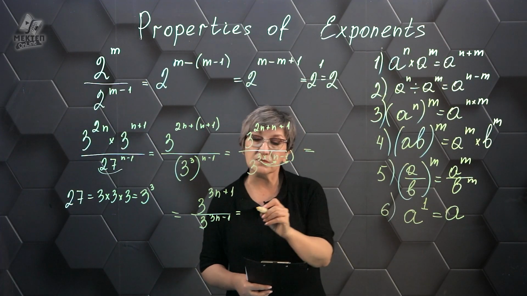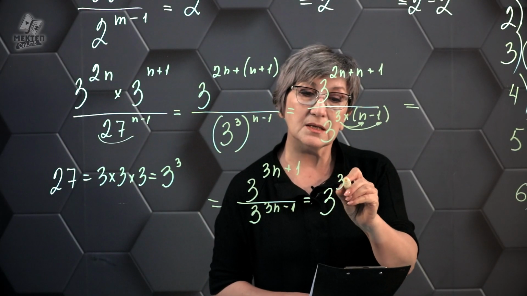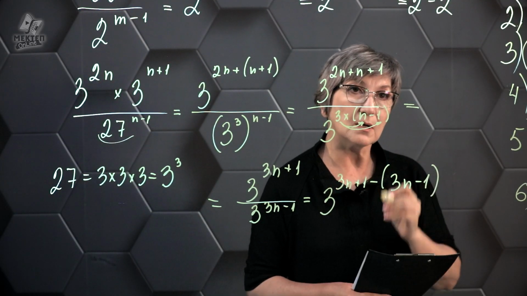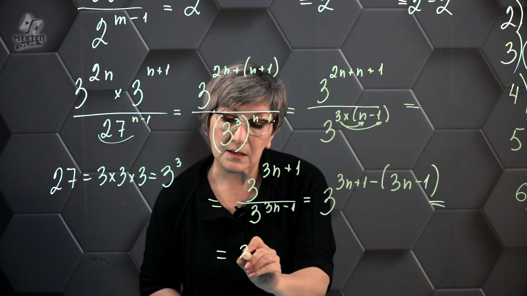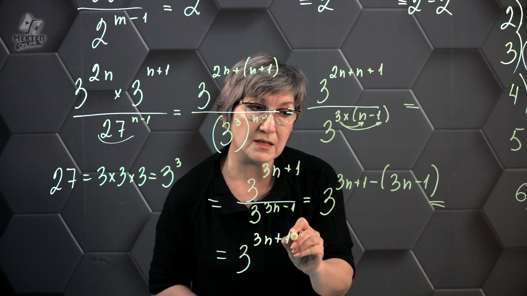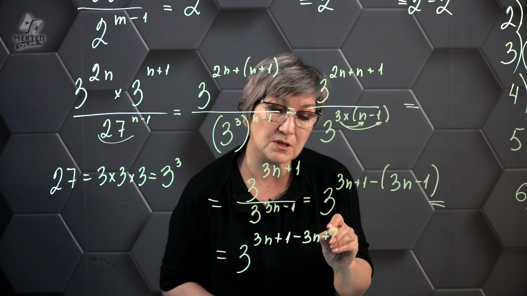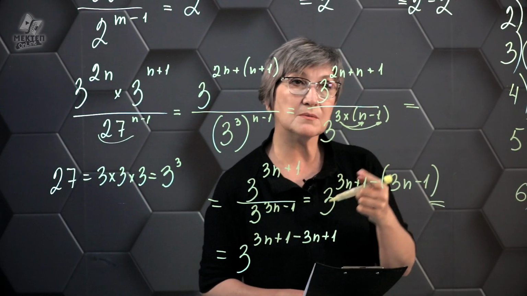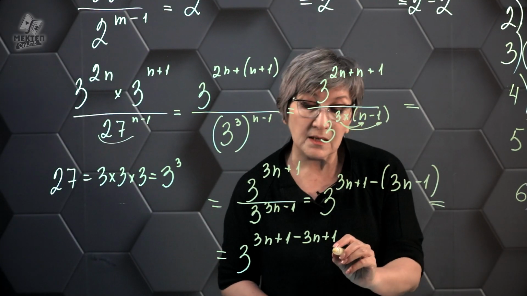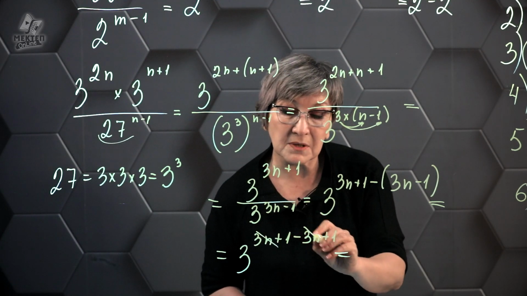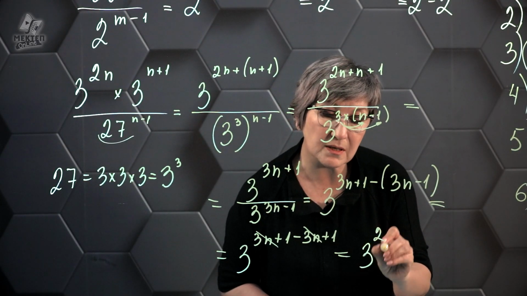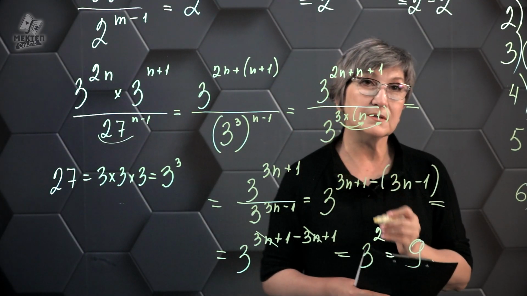Now I can apply the second property. To do this, I will write 3 to the power of (3n plus 1) minus (3n minus 3) in parentheses. Only after that, I open the brackets. And I get 3 to the power of 3n plus 1 minus 3n plus 3. Notice that if I hadn't written the expression in parentheses, then I would have gotten the sign wrong. The result is that 3n and minus 3n is 0. And I would have the number 3 to the power of 2 in my answer. And 3 to the power of 2 is 9.